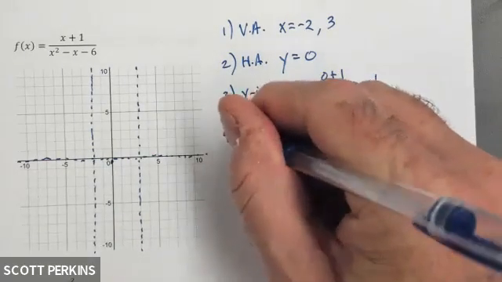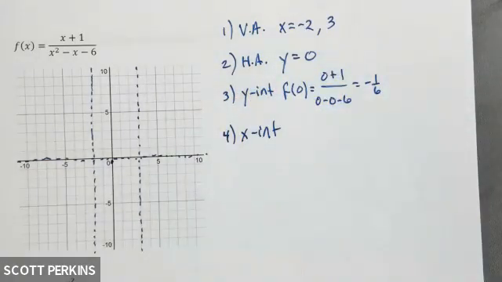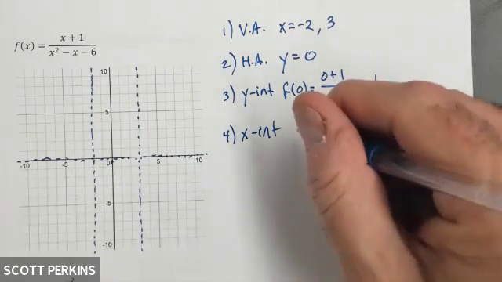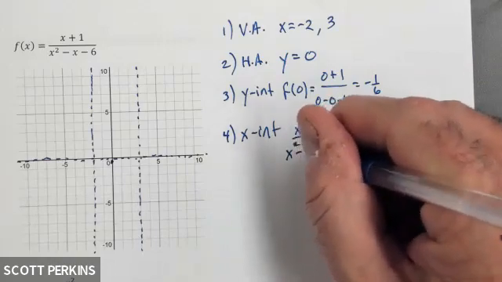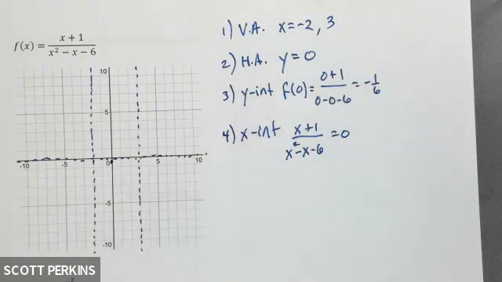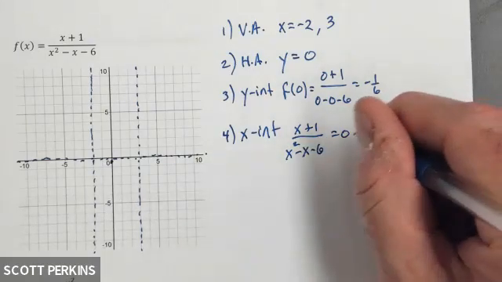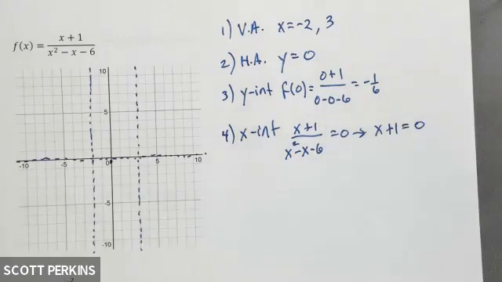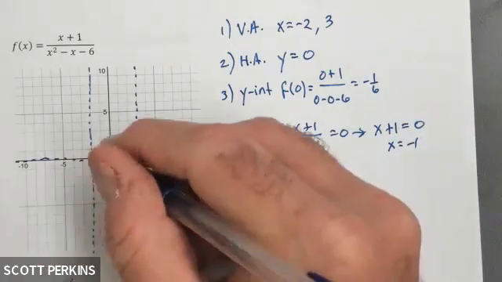The fourth thing, the x-intercept. The x-intercept, I set the function equal to 0. So I'll write that out. But the nice thing about setting the function equal to 0 is a fraction's only ever 0 when the numerator is 0. So I only have to worry about the numerator. That's good because I don't want to have to worry about the denominator at this point. And so that makes it x equal to negative 1.